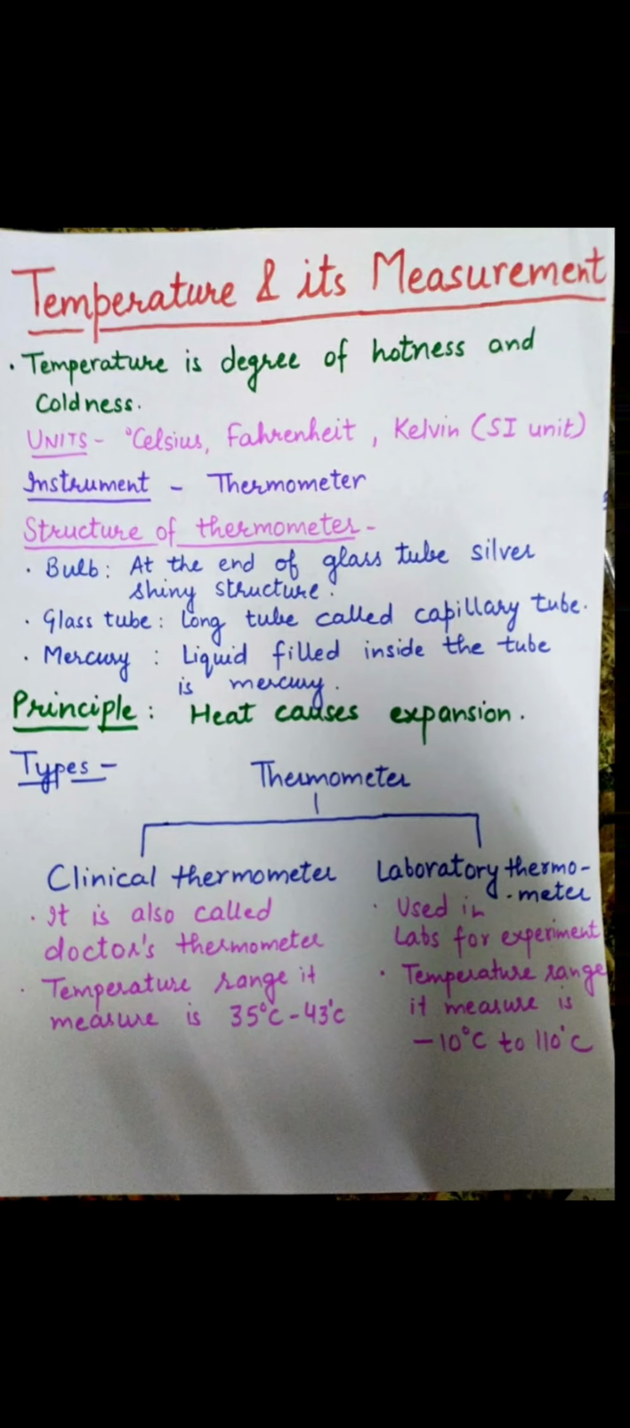And the next is the laboratory thermometer. It is used in labs for performing different experiments. While performing experiments in the labs, we also need to measure the temperature of some chemicals. For that, we use the laboratory thermometer. The temperature range is totally different. It measures from minus 10 degrees Celsius at the lowest to 110 degrees Celsius at the highest. Let's continue and discuss them one by one.